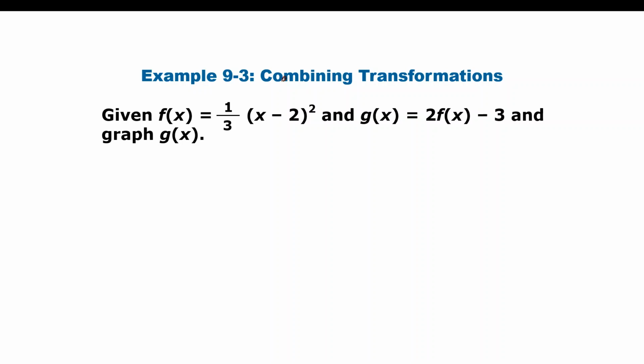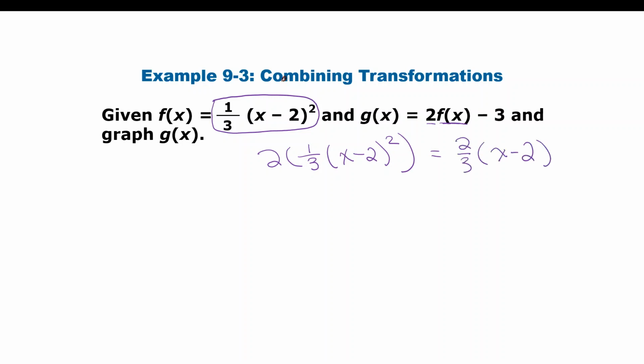Well, first of all, it says to take 2 and multiply it times f of x. So I'm going to take 2 and multiply it by f of x. Well, f of x is equal to this. So I'm just going to say 2 times 1/3 times (x minus 2) squared. And so that is equal to 2/3 (x minus 2) squared. And then I just have to subtract my 3 from it. That's as far as we really need to go on this problem. We could multiply it all out, but we really don't need to. It's a lot of extra work.